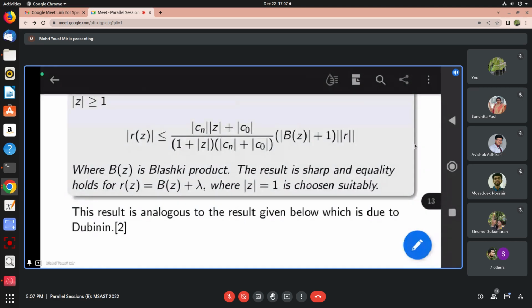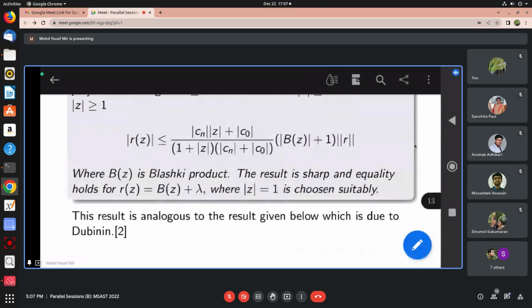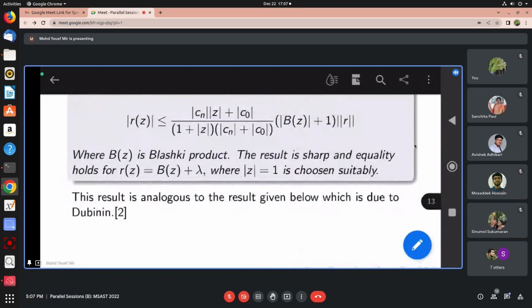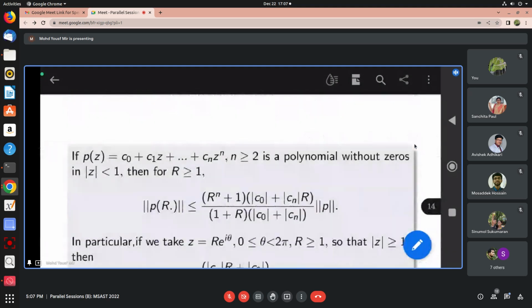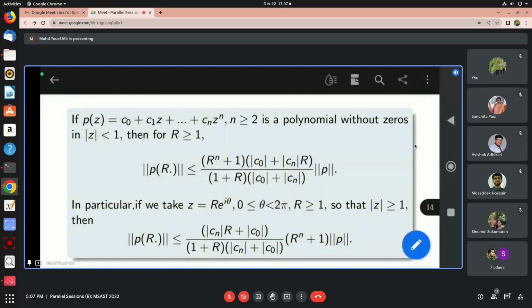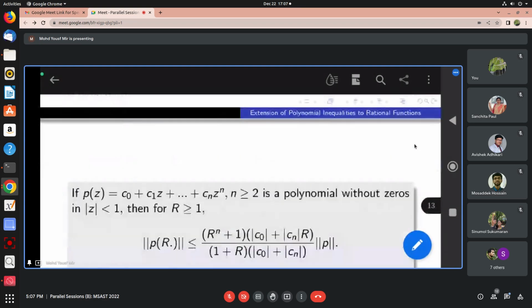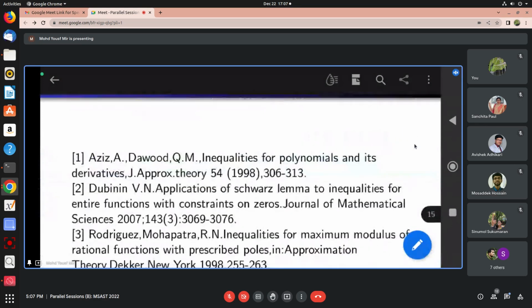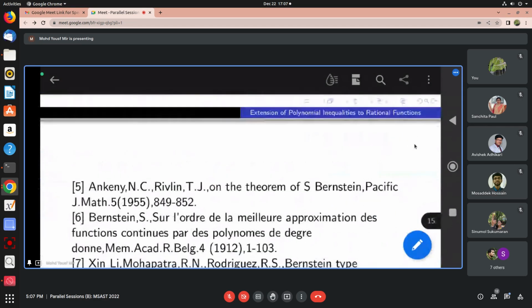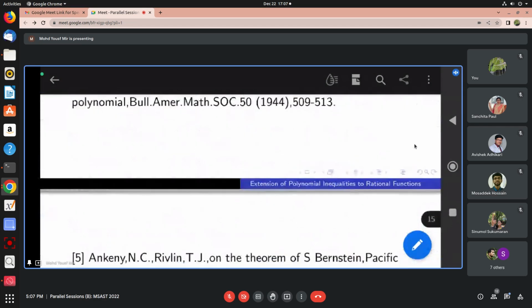The beauty here is that if we use the concept of this polar derivative, we will get from this inequality the following polynomial inequality. This inequality has already been proved in polynomials. Now we have extended the same inequality to this rational function. These are the references I have gone through in this presentation. Thank you.